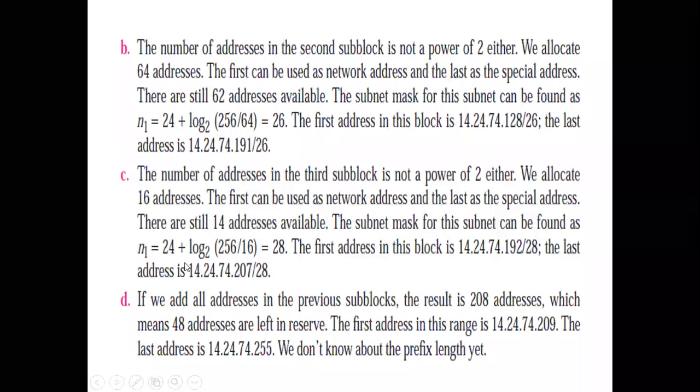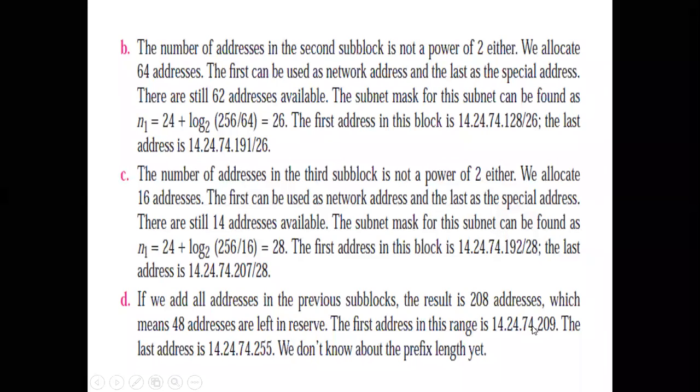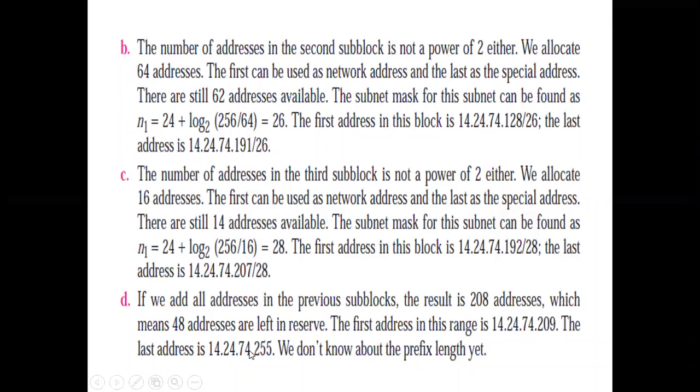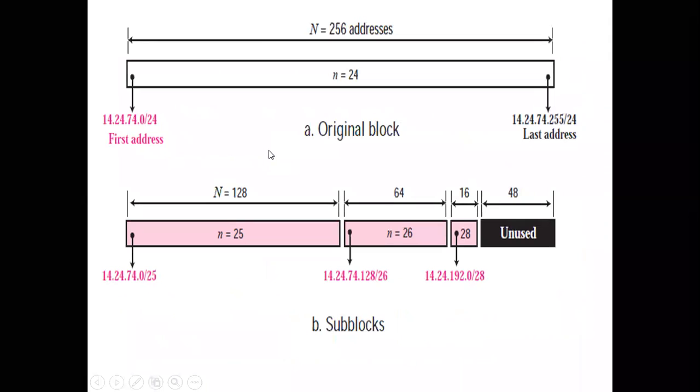Then some addresses will be pending from 208 to 255. See, 14.24.74.209 to 14.24.74.255. Till this, your IP addresses will be completely pending, and that's why these 48 addresses will be left for reserved purpose. You can see the diagram.